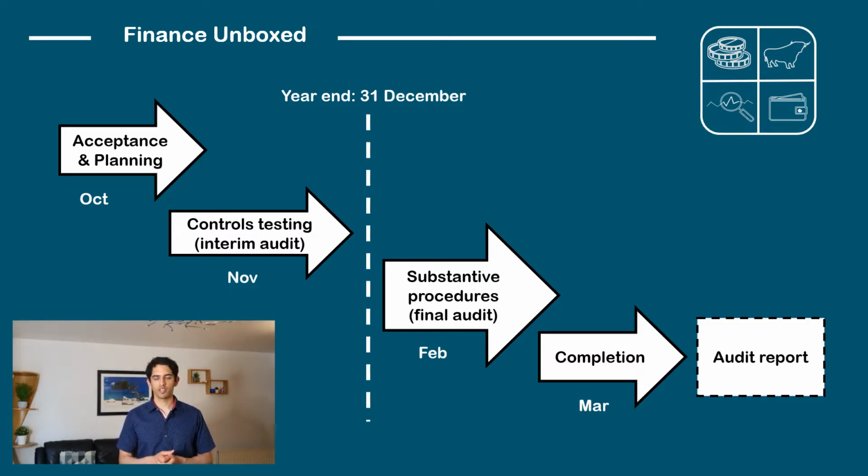And on the bottom right you can see the final stage is completion, at which point the audit report is provided. One thing to caveat here is that in some cases the controls testing is started after the financial year end, but it really depends on the size of the company being audited.